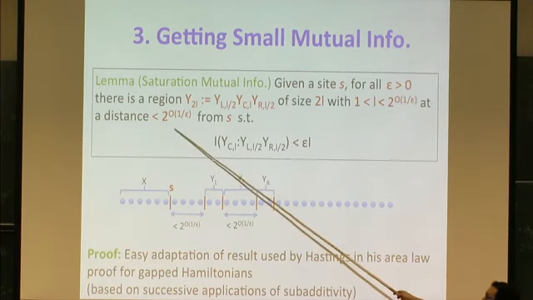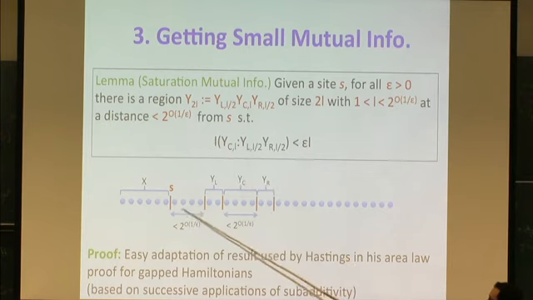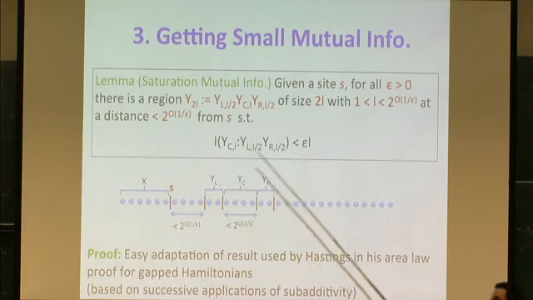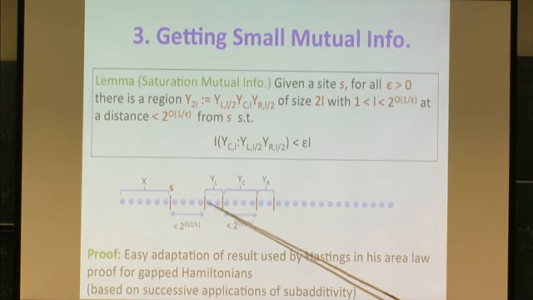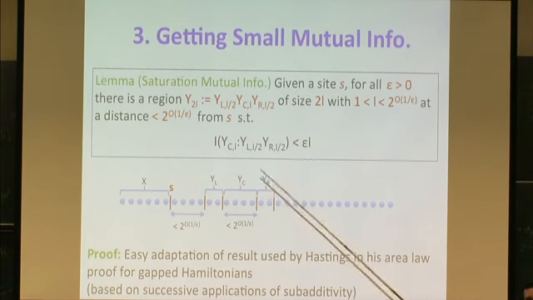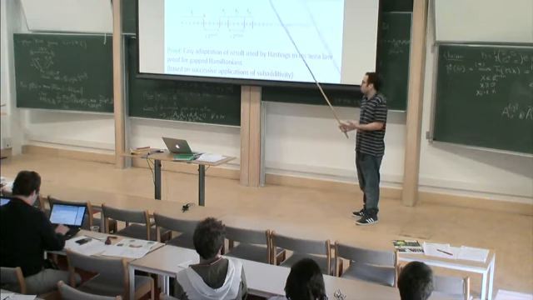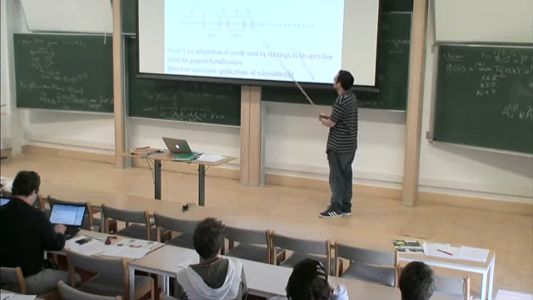The distance is also bounded. This distance is at most exponentially big in 1 over epsilon. And the mutual information is small, right? The mutual information between the central region and the neighboring ones is smaller than epsilon over n. Okay? And this works for any state, any probability distribution. It's something about correlations only.